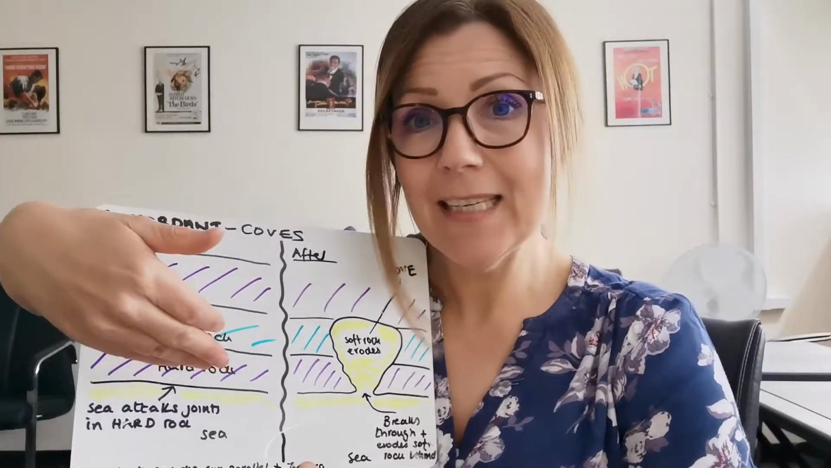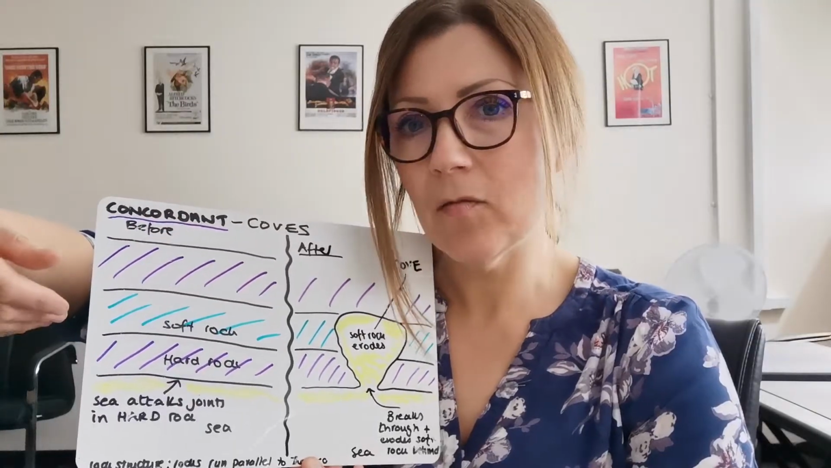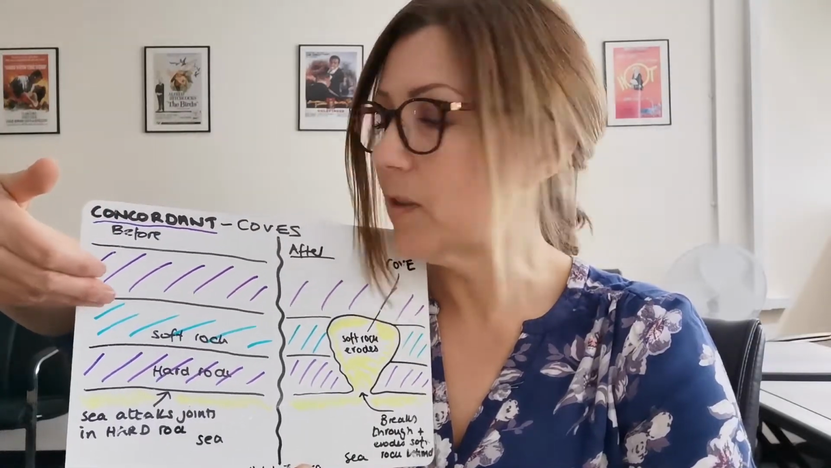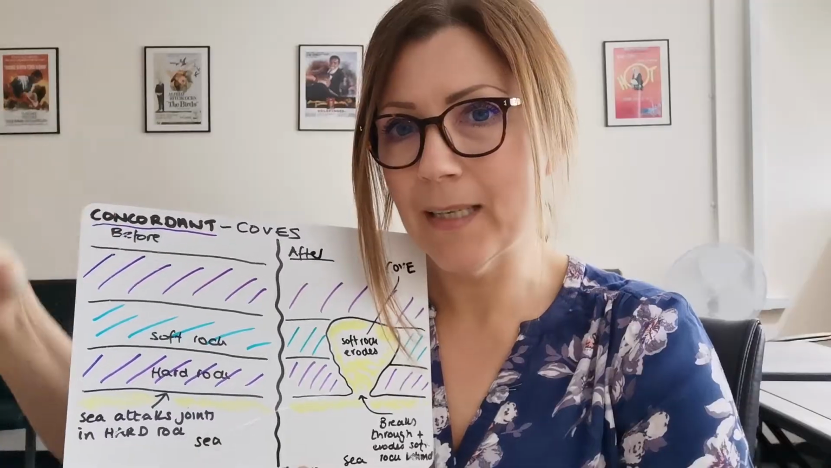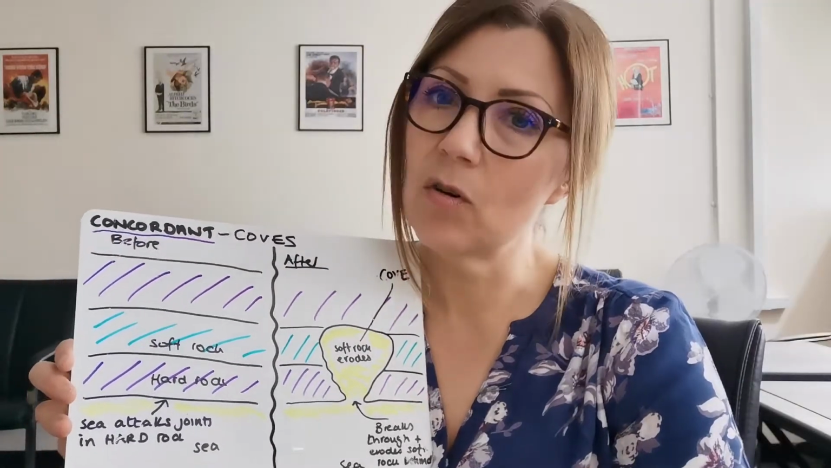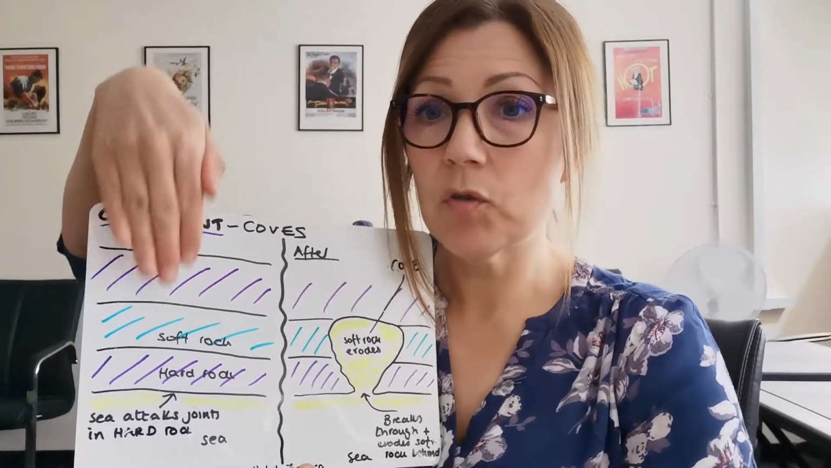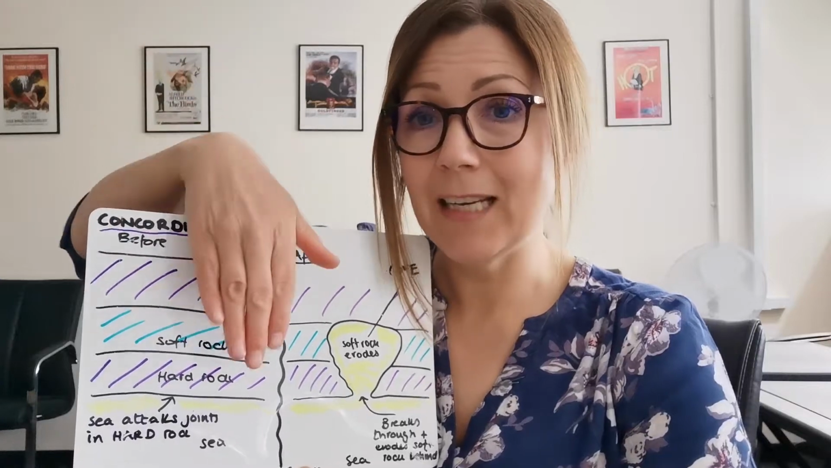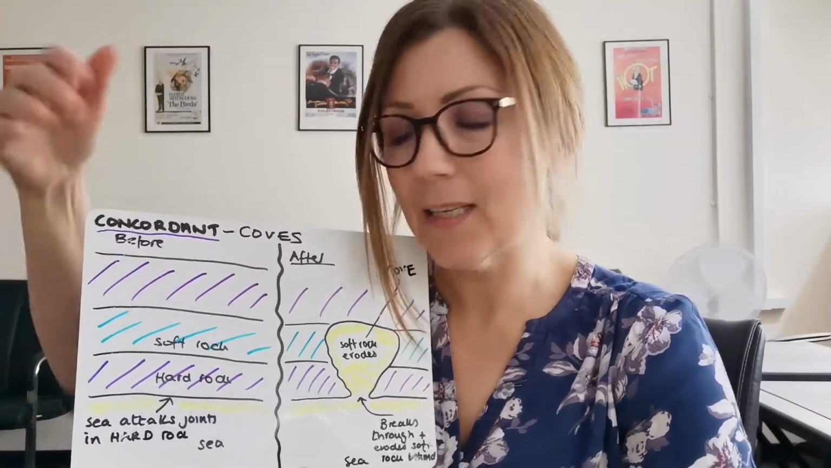So we've got, facing the sea, a very hard band of rock. Behind it we've got a softer band, and behind that we've got a harder band again. So instead of, as we saw in the last video, the rocks running into the sea at 90 degrees, they run parallel to the sea now.